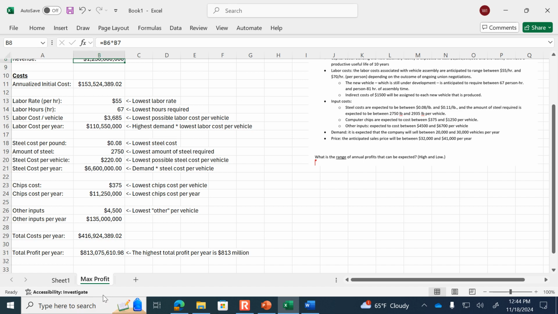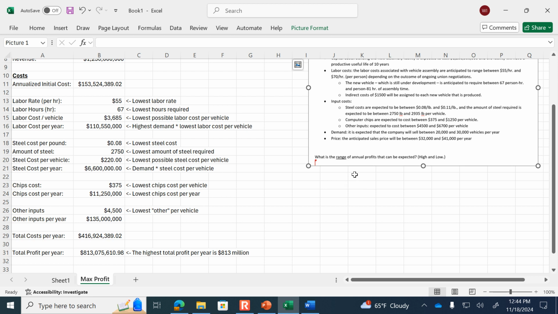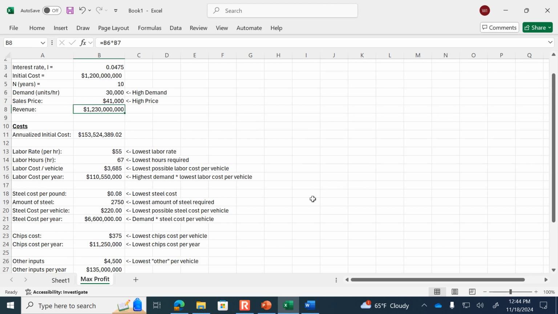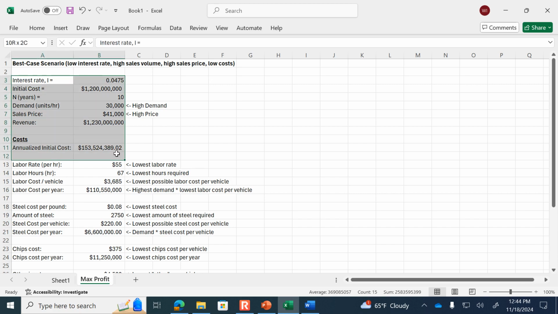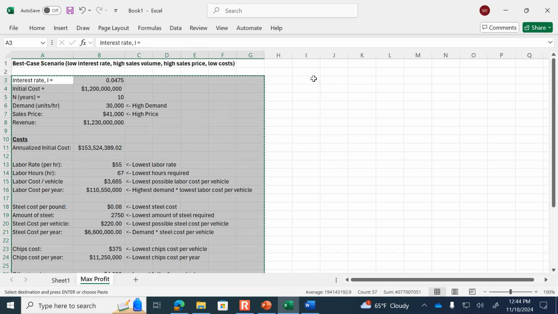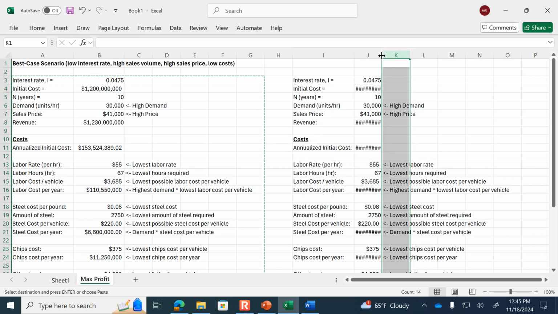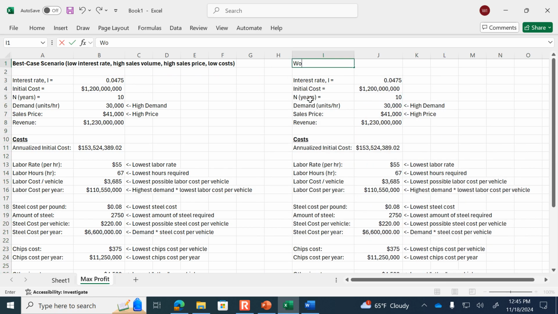I'm going to create a copy of this and have it be the minimum profit. Let me do it on the same page because that would make it easier to see things. If I just copy all of this and paste it next to it. Okay, so I'll just paste it right here. So this one is going to be the worst case scenario. The worst case represents high interest rate, low sales volume, low sales price, and high cost.